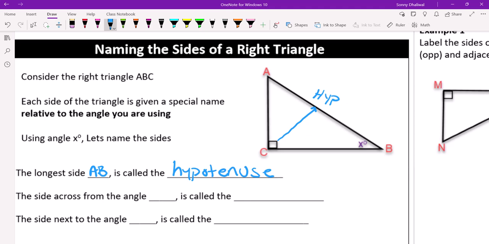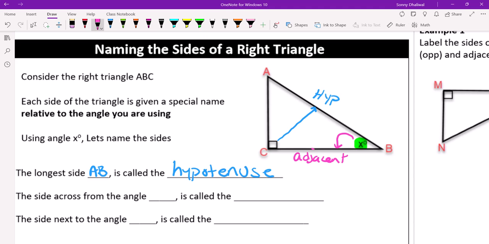So here, in this question, if I want to figure out or work with this angle here, we have to label the sides according to this angle. Hypotenuse is always the hypotenuse. It's across from the 90 degrees, the longest side. The other 2 sides depend on which angle you're talking about. There's an angle here and there's an angle there. So let's talk about this angle here. The side that is next to the angle that you're looking at is called adjacent. Adjacent means next to.